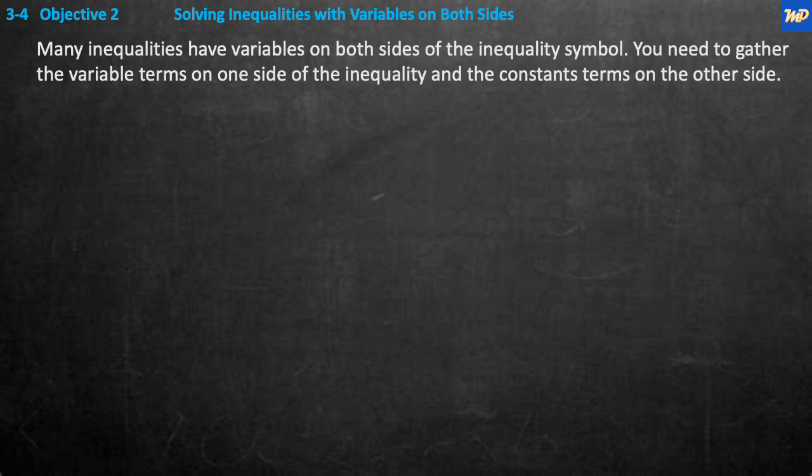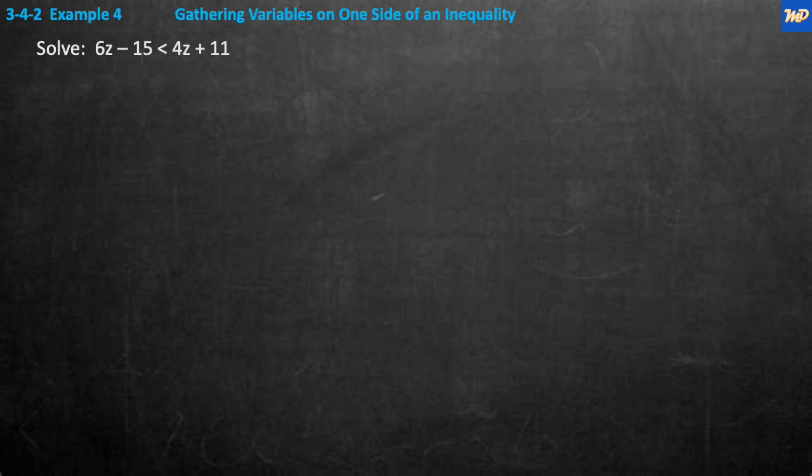Okay, objective 2, solving inequalities with variables on both sides. So many inequalities have variables on both sides of the inequality symbol. You need to gather the variable terms on one side of the inequality and the constant terms on the other, just like we did with the equations. Example 4, gathering variables on one side of an inequality. In this particular problem, we have 6z minus 15 is less than 4z plus 11. So there's z terms on both sides, and we're going to have to get them to one side and the constants to the other. So let's do it.